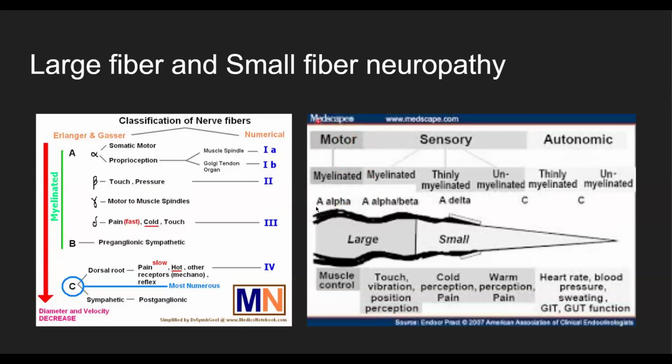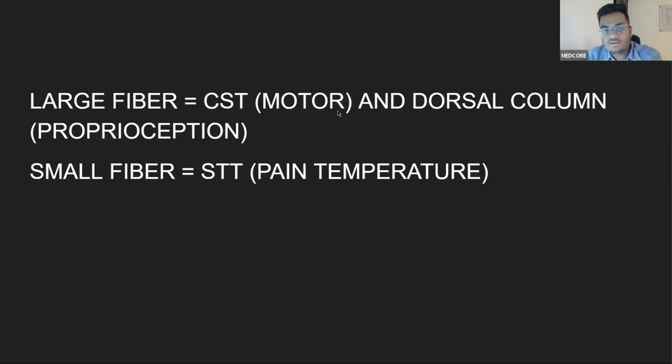All right. So the important fibers that you need to remember from the large fibers are the motor fibers, which are the corticospinal tracts, and touch, vibration, proprioception, which means the dorsal columns. Similarly, for the small fibers, you need to remember that they carry the pain and temperature sensations and the autonomic fibers. All right, so I've put it here again that large fiber means corticospinal tracts and dorsal column, and small fiber is spinothalamic tract, which means pain and temperature.